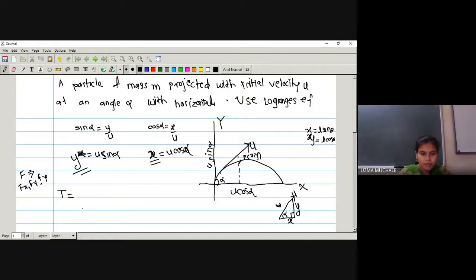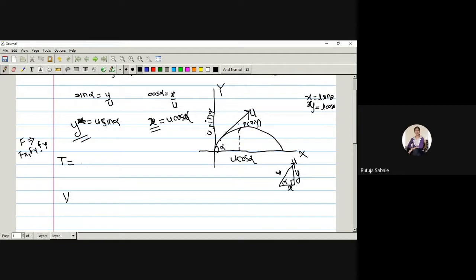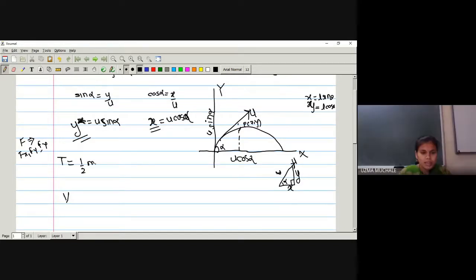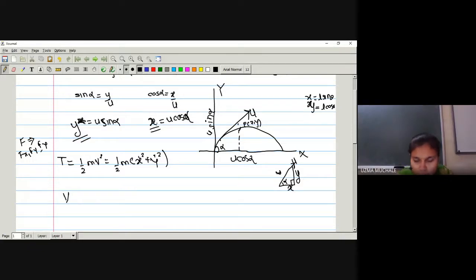Next, we have to find out the value of v, right? Half mv square. No doubt it is half mv square, but in this case, what we have is only x and y coordinates, no? So can I write directly 1/2 m (x dot square plus y dot square)? Yes, ma'am. So actually these are not the values of x and y. So how are you going to find x dot square, y dot square, and then we have to evaluate.